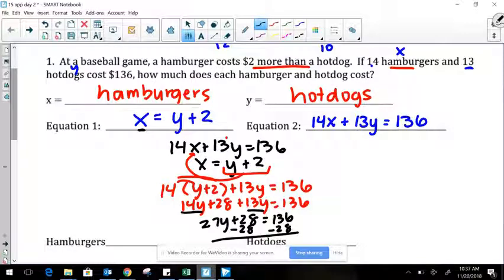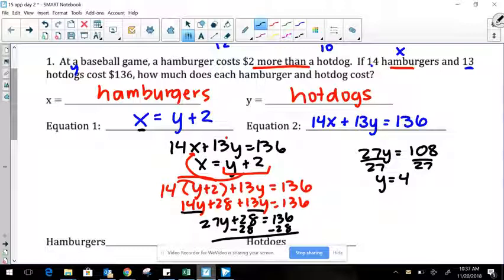Oh man, I'm running out of room. I'm going to move over here. So I have 27Y, and then it's equal to, what's that, 108. Okay, divide by 27. Either you need your calculator out, or you're going to have to do some long division here. Okay, so what is that? Good. Okay, you should get Y equals 4.